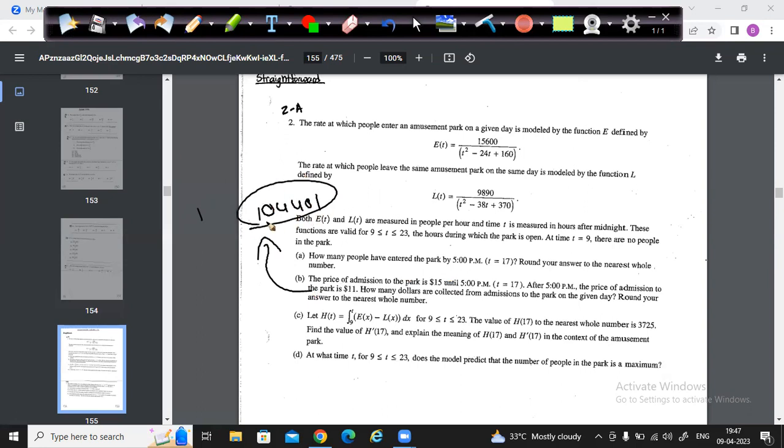104401 is the answer for part B, and for part A, it is 6004. These two are the perfect answers. You just need to use the calculators and get to the answers.